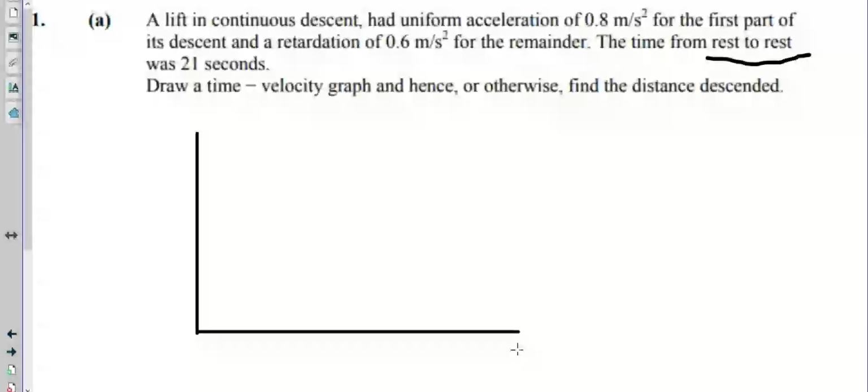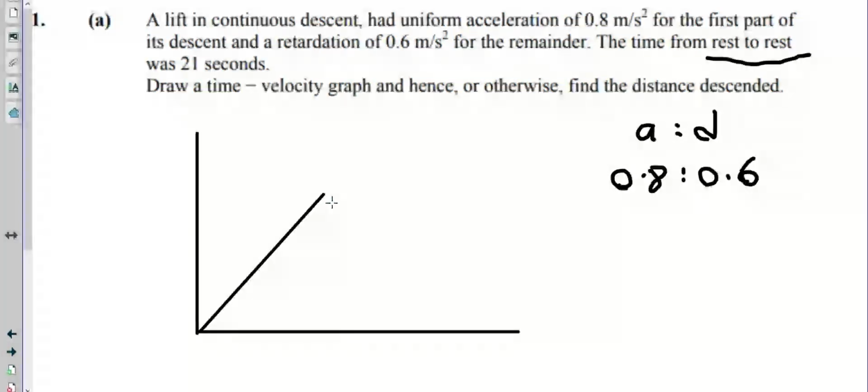Okay, and what we're going to have a look at here is the following. All right, two ways of doing it. I saw somebody do it this way. I thought it was pretty slick. Do you remember the ratio of acceleration to deceleration? Remember that trick? It's a 0.8 ratio is to 0.6. And what somebody said was that the lift accelerates and then it decelerates. Which time is shorter and why?